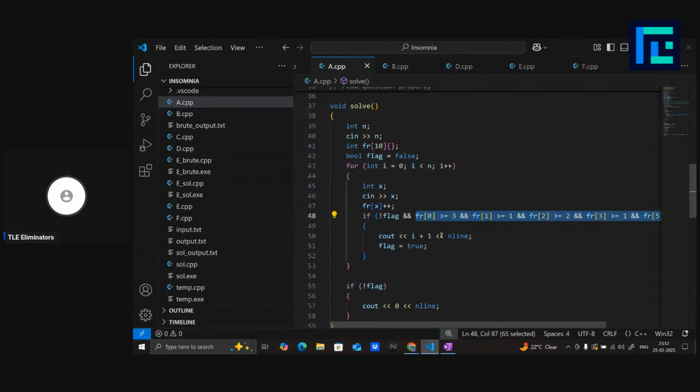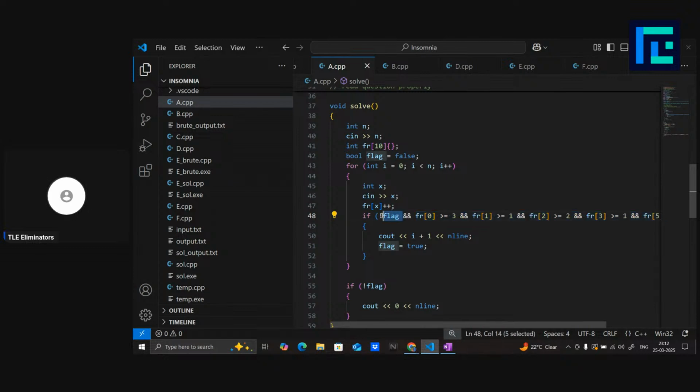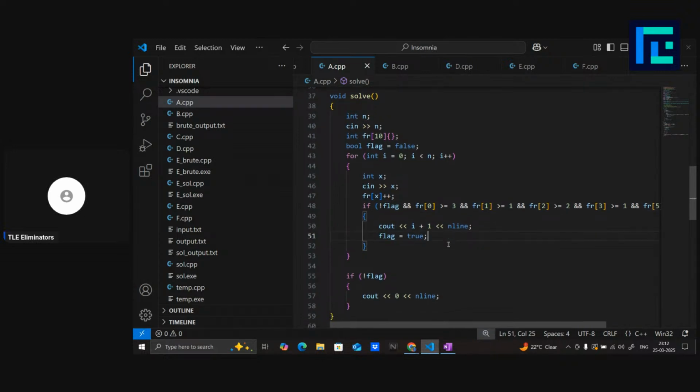And in the end, if they are all true, and if not flag, that means until now I have not printed any number, then I'll just print the number and I'll set flag equal to true. And in the end, if I don't have flag as true, that means I did not print anything, so I'll have to print 0 because I did not find the condition to be satisfied. Okay, cool. I hope it is clear to all.